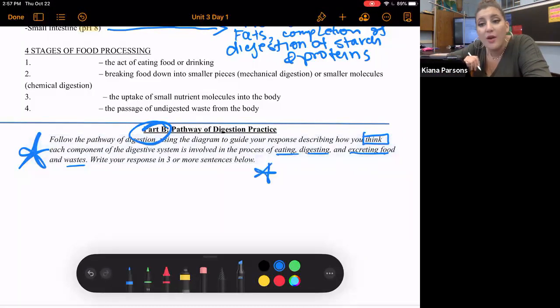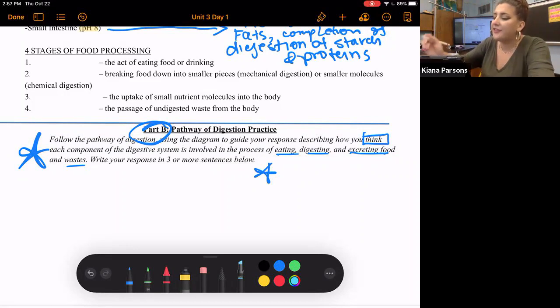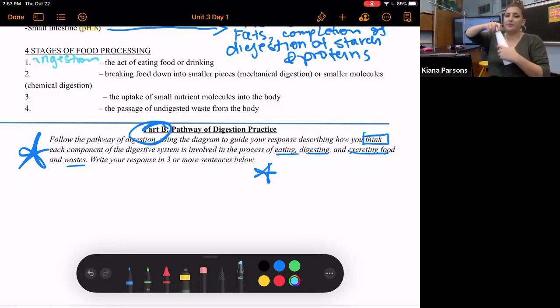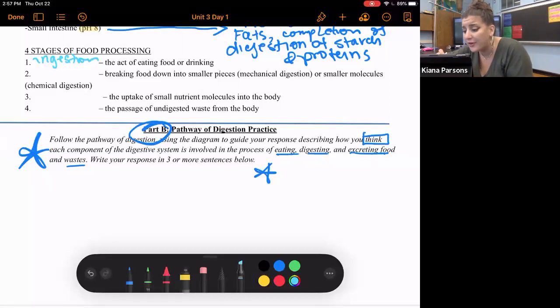All right. So now let's put some names on the 4 stages of food processing. We have here the first stage of food processing, the act of eating food or drinking, and that's ingestion. So I'm about to ingest some water. All right. Step 2, the breaking down food into smaller pieces, mechanical digestion, or smaller molecules.